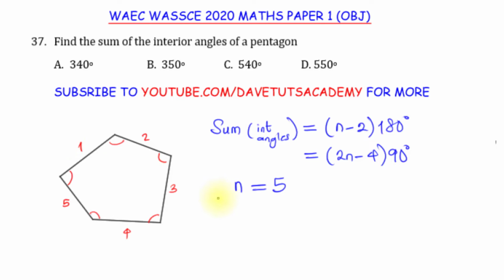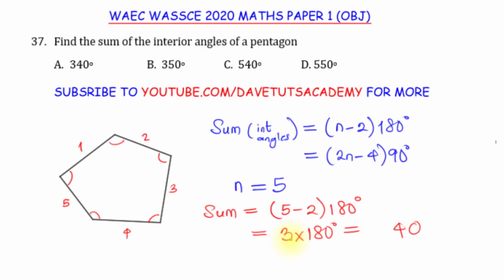So in that case, the sum that we're being asked to get will just be 5 minus 2 multiplied by 180 degrees, and 5 minus 2 is 3, times 180. So what's 3 times 180? 3 times 0 is 0. 3 times 8 is 24. We have 2 remaining. 3 times 1 is 3, plus that 2, that is 5, so we have 540. So 540 degrees, option C, is the correct solution to this particular question.